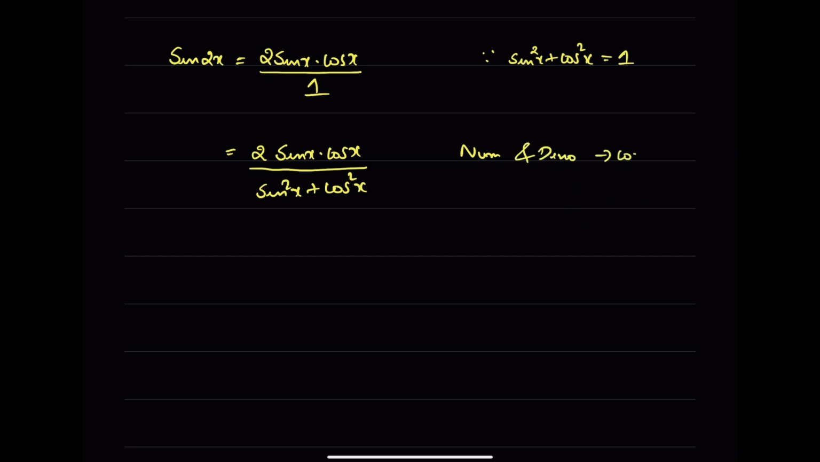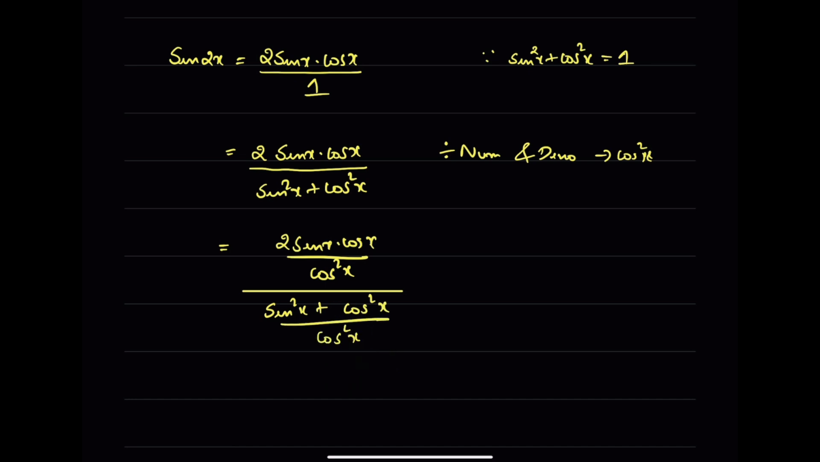Now let us divide both numerator and denominator by cos square x. So the numerator will be 2 sine x cos x by cos square x, and this whole thing is divided by sine square x plus cos square x divided by cos square x. Here one of the cos x gets cancelled. So we would have 2 times tan x as the numerator, divided by 1 plus tan square x in the denominator.